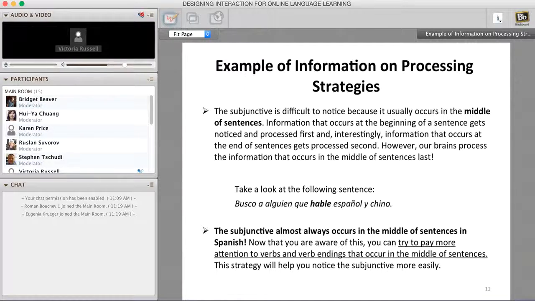Students are alerted that their natural tendency is to skip over items such as the subjunctive that occur in the middle of sentences. And they can avoid this faulty input strategy by paying closer attention to verbs and verb endings that appear in the middle of sentences.